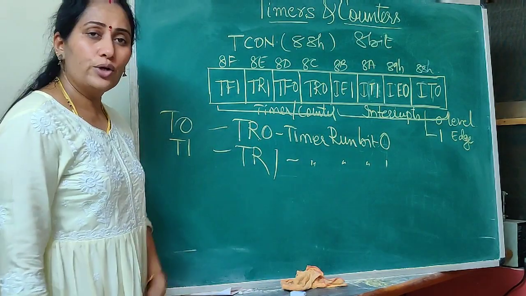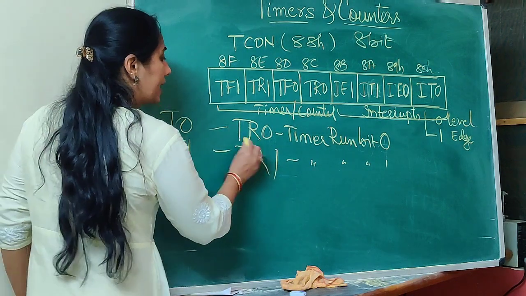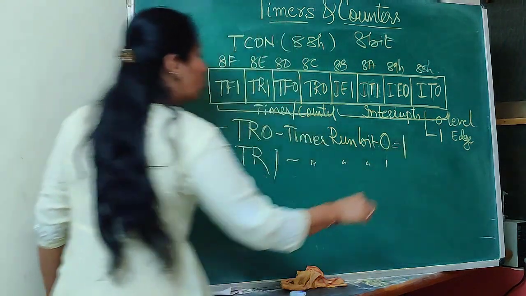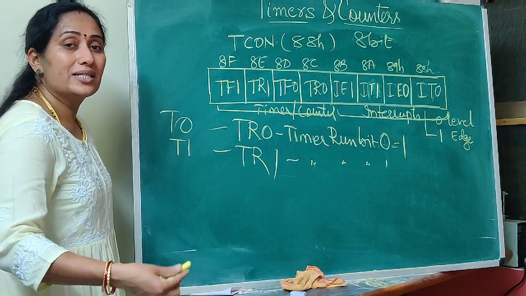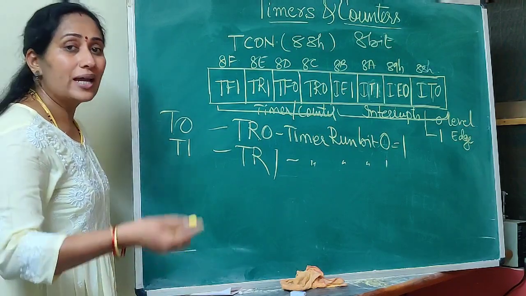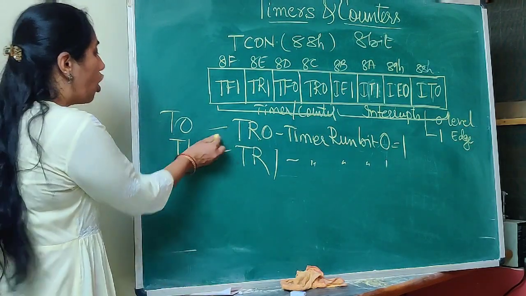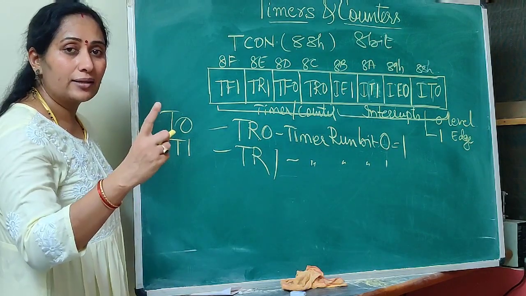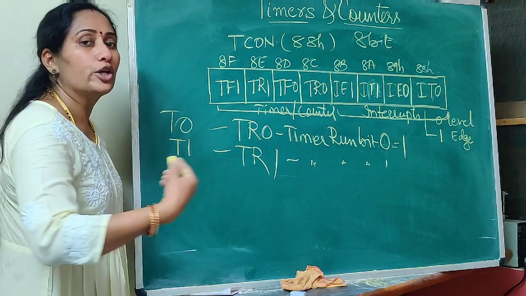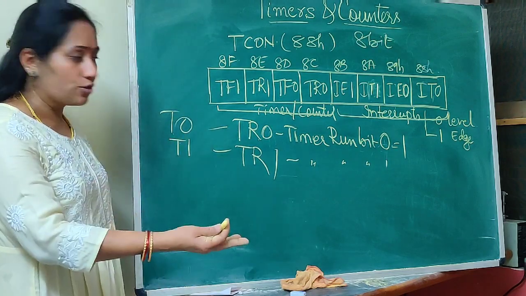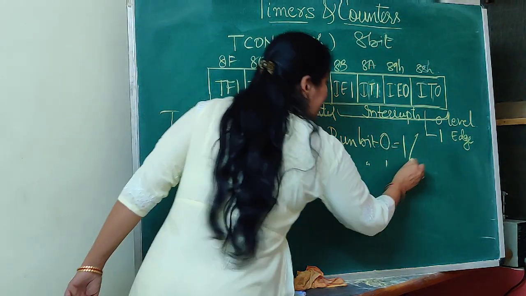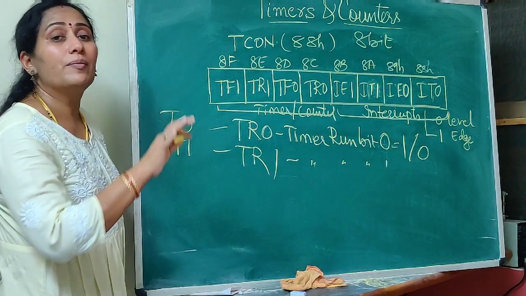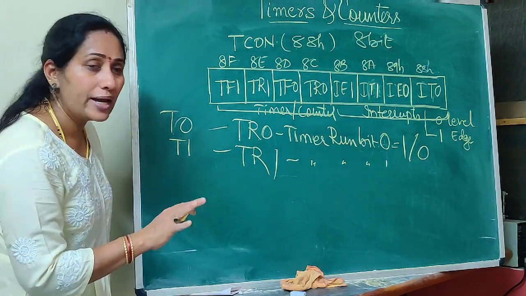How am I going to use this one? If I make the bit status equal to 1, then the timer or the counter operation of timer 0 will begin. If I make it 0, then it is going to be stopped.